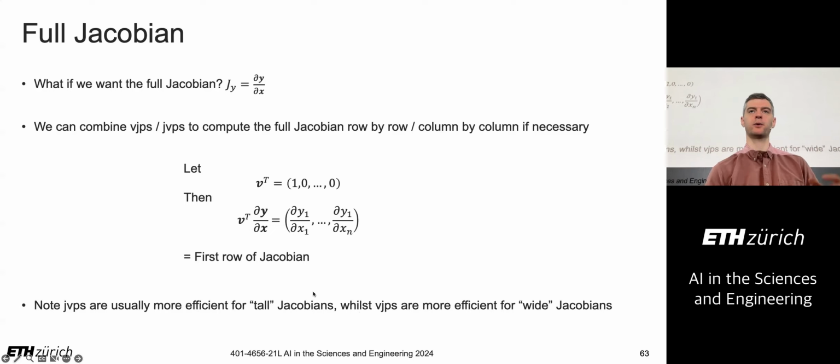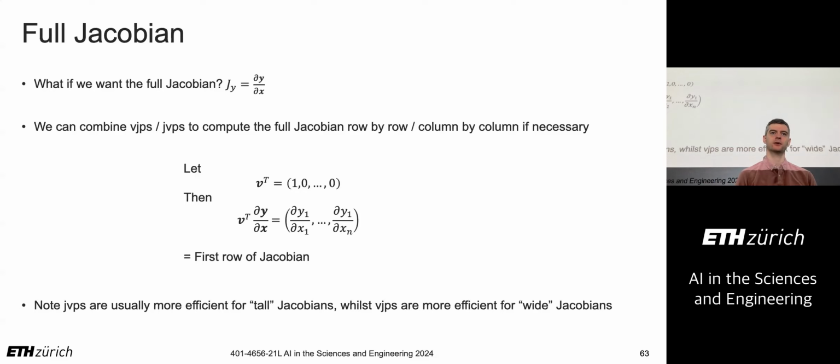Usually, if you want to compute the whole Jacobian, if that Jacobian is very wide, maybe it just has one row, then a vector Jacobian product is more efficient because you only have to do it once to get the whole row. Rather than if you did a Jacobian vector product instead, you'd have to do it n times for n columns that you have in that row. That makes sense. Looking at a lot of parameters and not a lot of outputs.